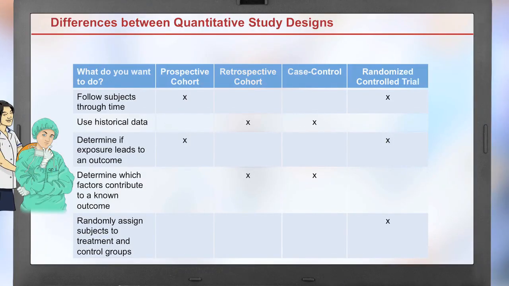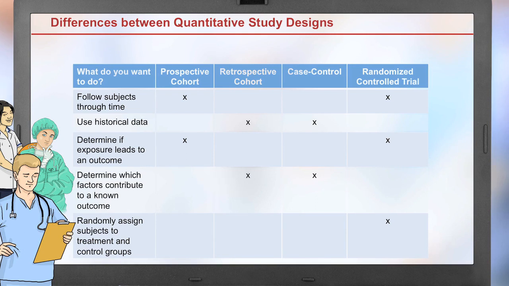This table presents key differences between common quantitative study designs. A prospective cohort design is appropriate if you want to follow subjects through time or determine if exposure to some condition leads to a particular outcome. A retrospective cohort design, or case control design, is appropriate if you want to use historical data or determine which factors contribute to a known outcome.